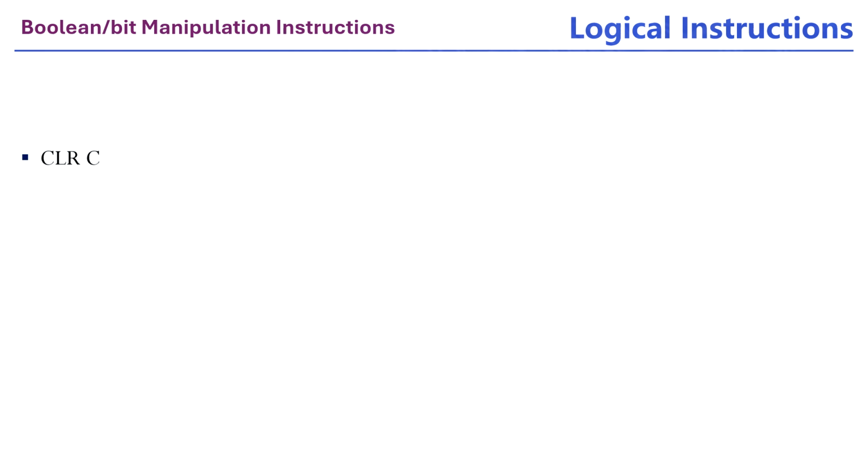Now you can see the first instruction is clear carry. The carry flag is available in PSW. If you want to clear the carry, you just need to execute CLR C, clear bit carry. That means the carry flag will be reset to 0 after execution of this instruction.